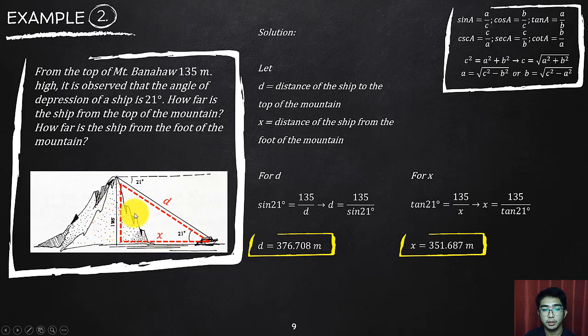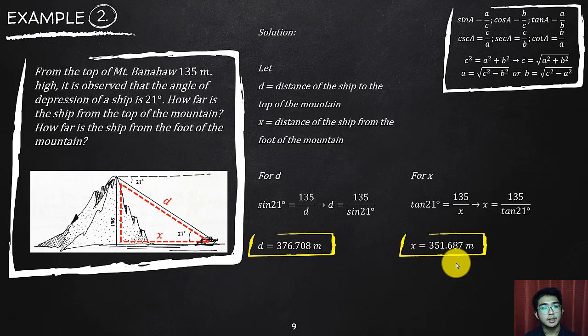So angle, opposite, adjacent, that is tangent, correct? Tangent is equal to opposite over adjacent, or TOA. So we're going to use tangent. Tangent 21 degrees is equal to opposite 135 over adjacent x. Solving for x, x is equal to 135 over tangent 21 degrees. Therefore, x is 351.687 meters. So that is how you solve this particular problem.